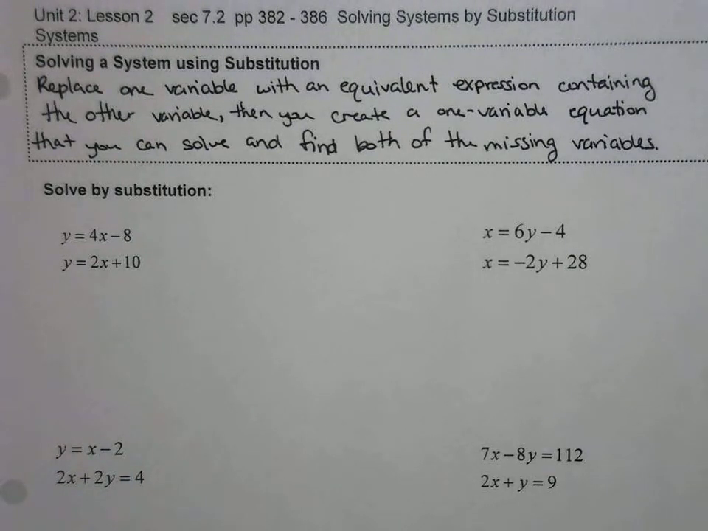Today we're going to be looking at solving systems of equations by using substitution. So solving a system using substitution, we are replacing one variable with an equivalent expression containing the other variable. Then we create a one variable equation that we can solve and then find both of our missing variables. So let's look at our first example.